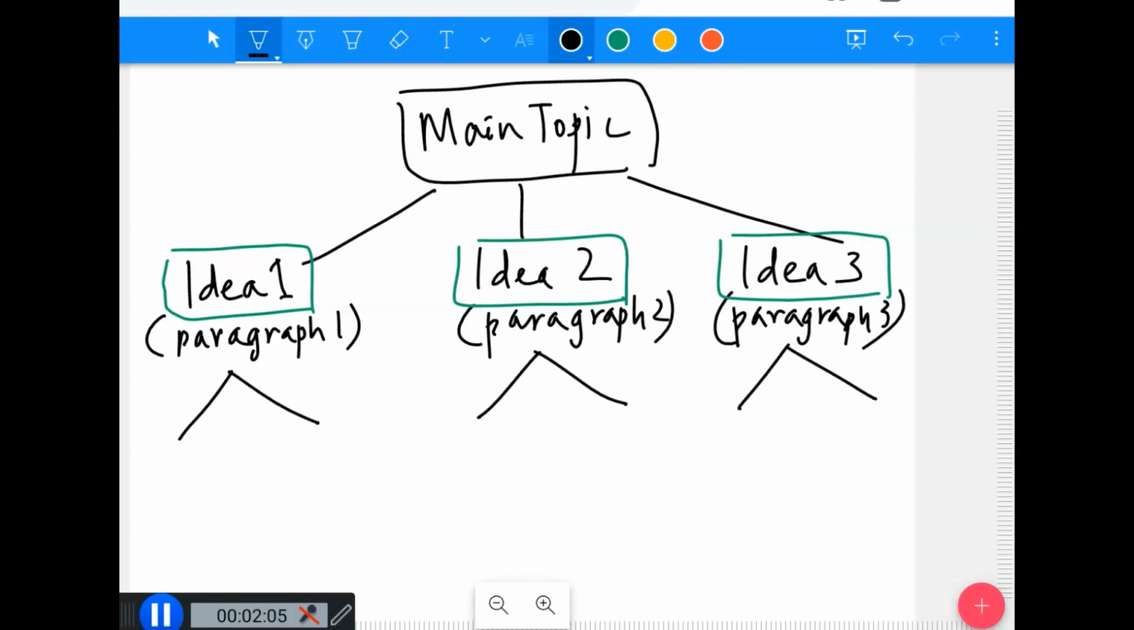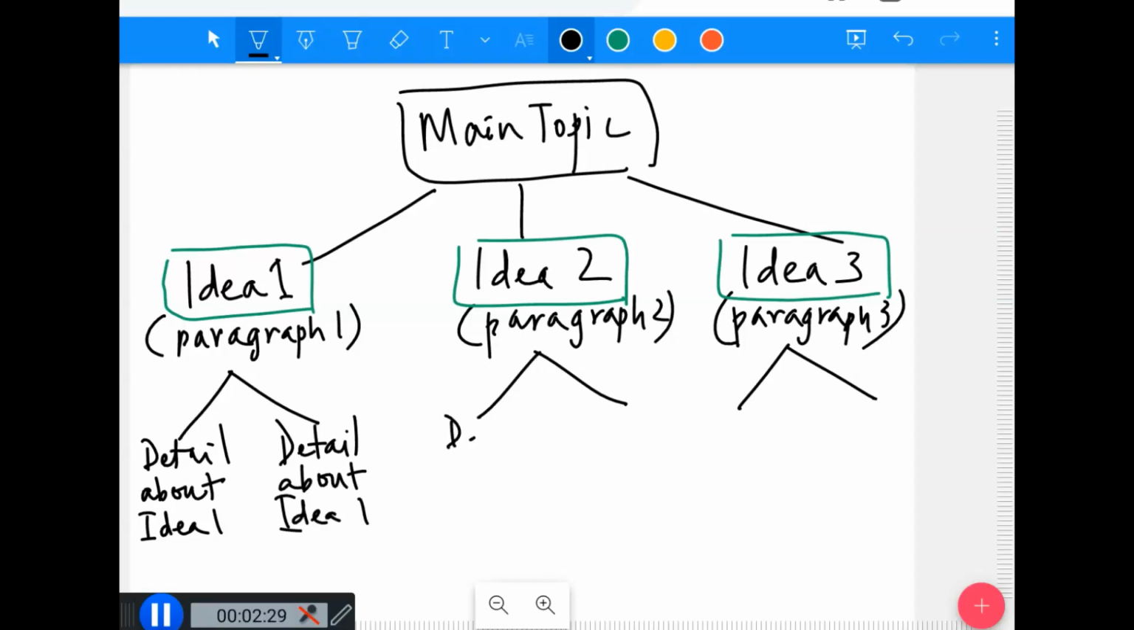Now let's identify 2 or 3 main things that we want to talk about for each idea, right? So for example, you have details about idea 1 and you have another detail about idea 1. You can't just stop with only one detail. You need to talk about a couple of different things at least to highlight each idea.